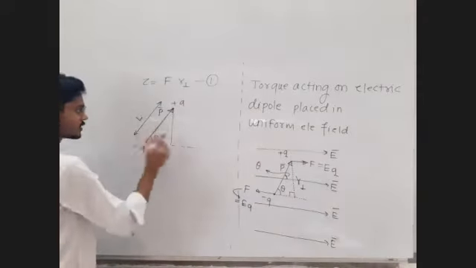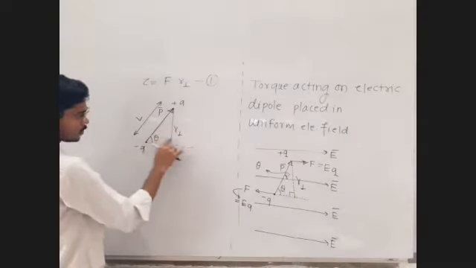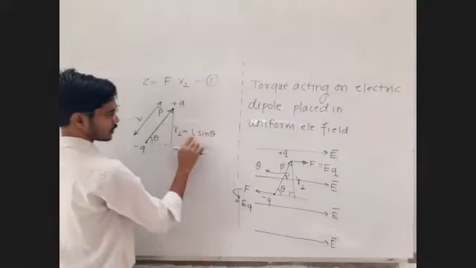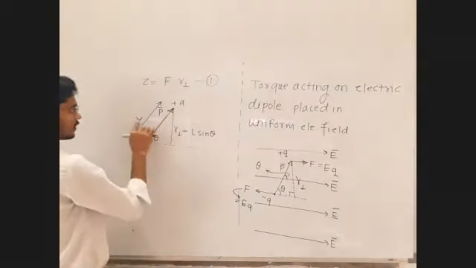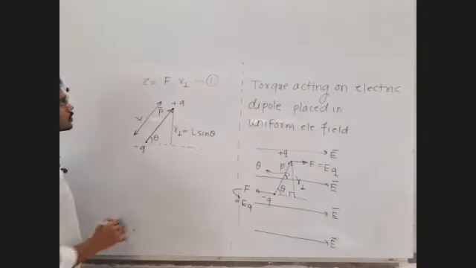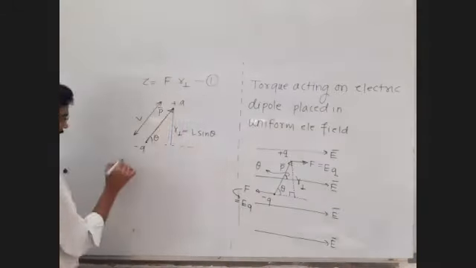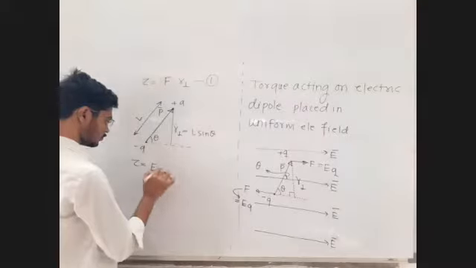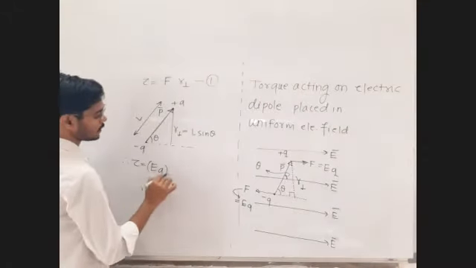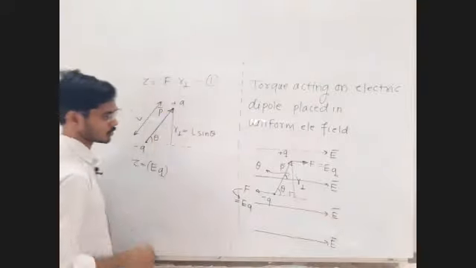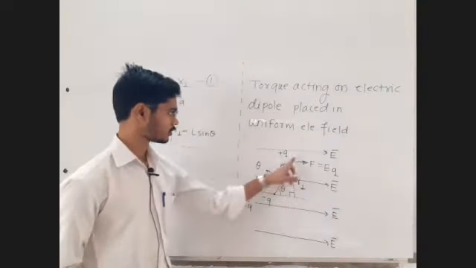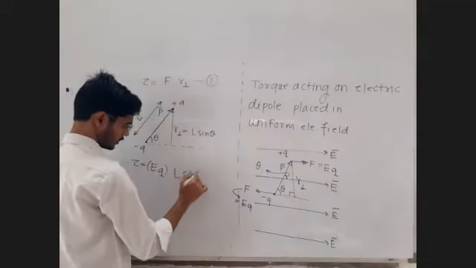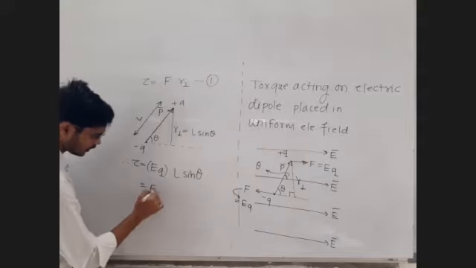If the hypotenuse is L, then the side opposite to the angle must be equal to the sine component of the hypotenuse. So r perpendicular will be equal to hypotenuse sine theta. Now you have replacements for both F and r perpendicular. Therefore, the torque becomes: the value of force is EQ, multiplied by the perpendicular distance between the two forces, which is r perpendicular, that is L sine theta.